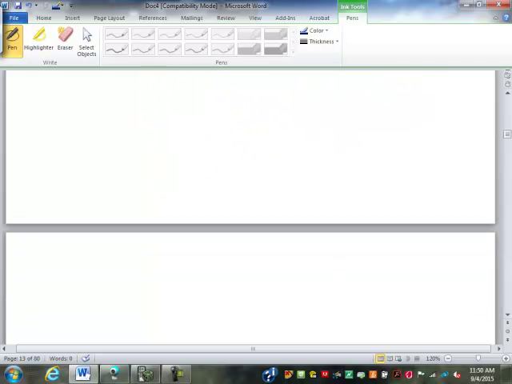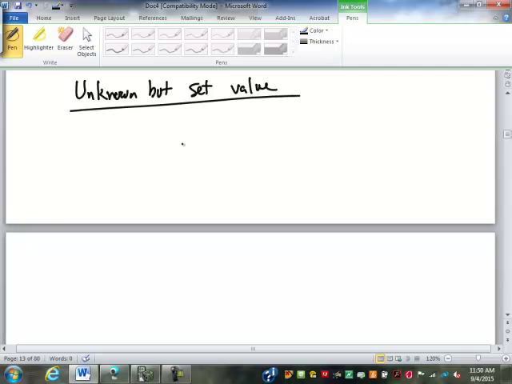Then the next way that it can be used is it can be used for an unknown but set value. For example, 3x minus 7 equals 17.